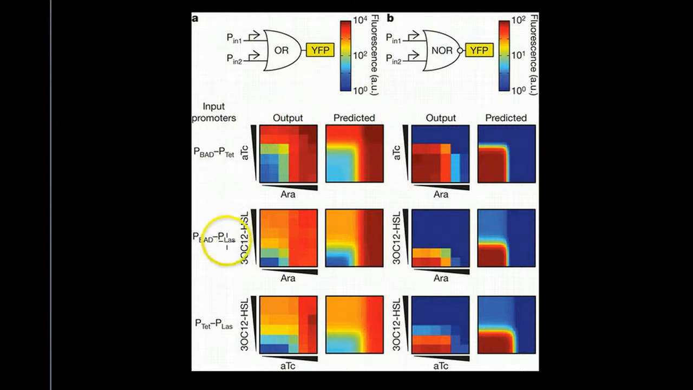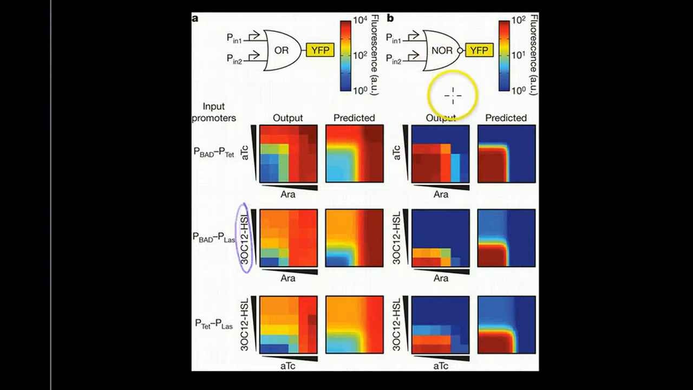Now the promoter PLAS over here is activated by the quorum signal 3OC12 HSL. This is 3-oxo-dodecanoyl homoserine lactone. Now these gates perform as the additive combination of the individual transfer functions of these two input promoters and the CI repressor NOT gate.